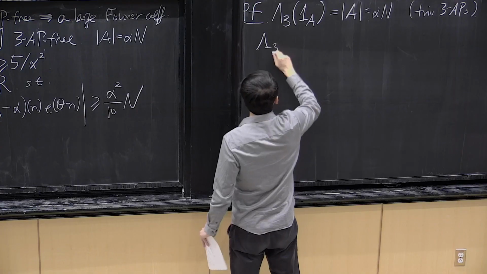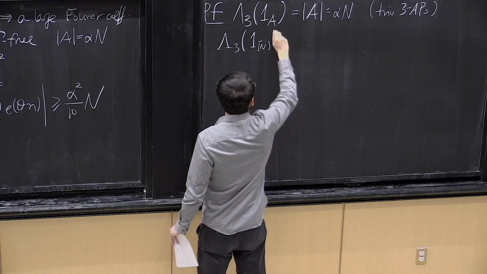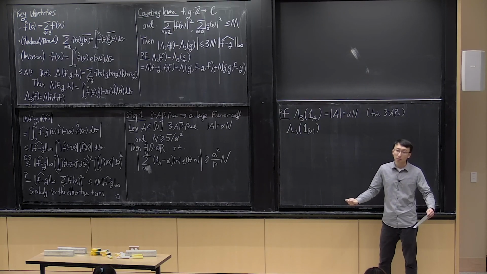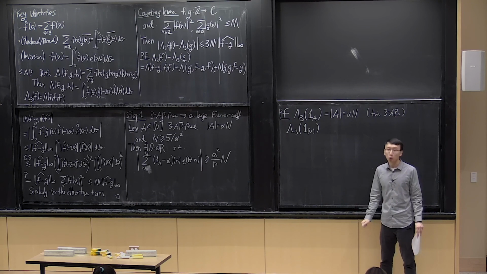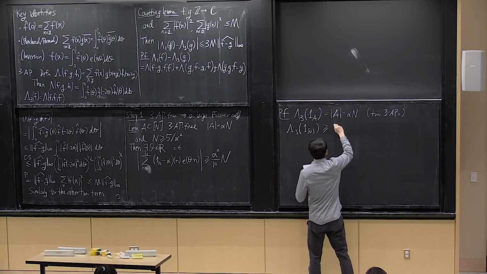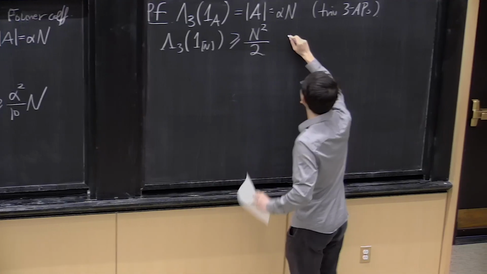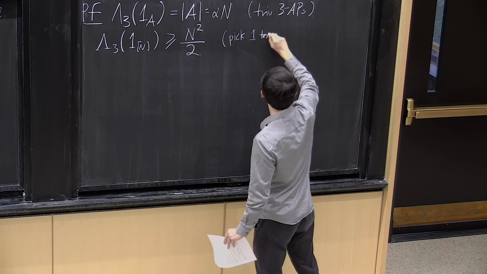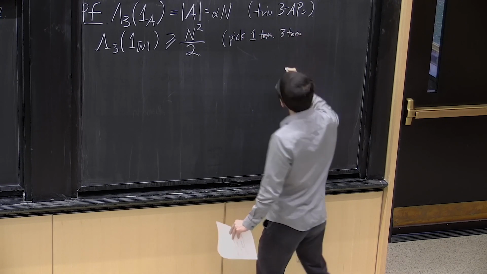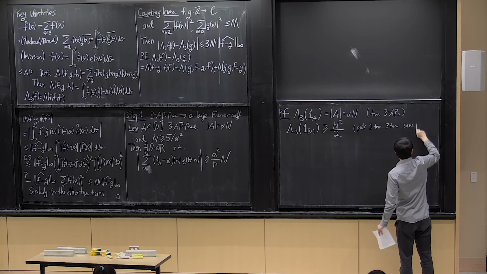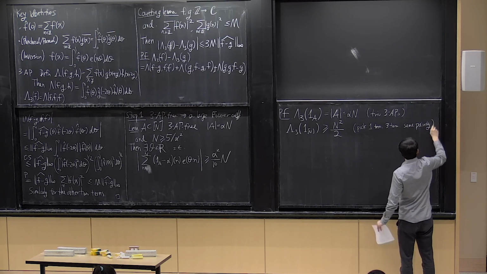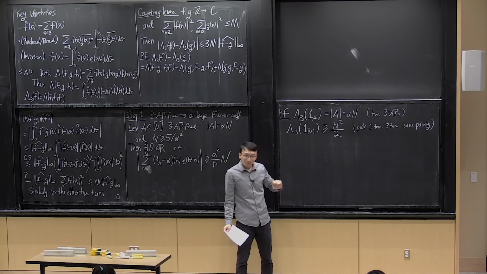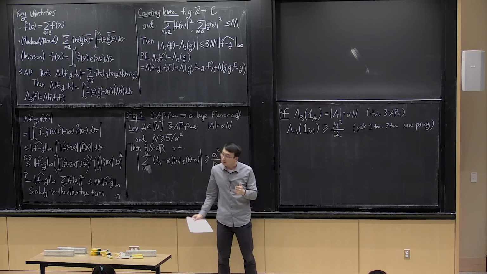On the other hand, what do we know about lambda of 3 of this interval from 1 to n? How many 3 APs are there? Roughly it's going to be about n squared over 2. In fact, it will be at least n squared over 2, because to generate a 3AP, I just have to pick a first term and a third term, and I'm okay as long as they're the same parity. Then you have a 3AP. The same parity cuts you down by half, so you have at least n squared over 2 3APs from 1 through n.